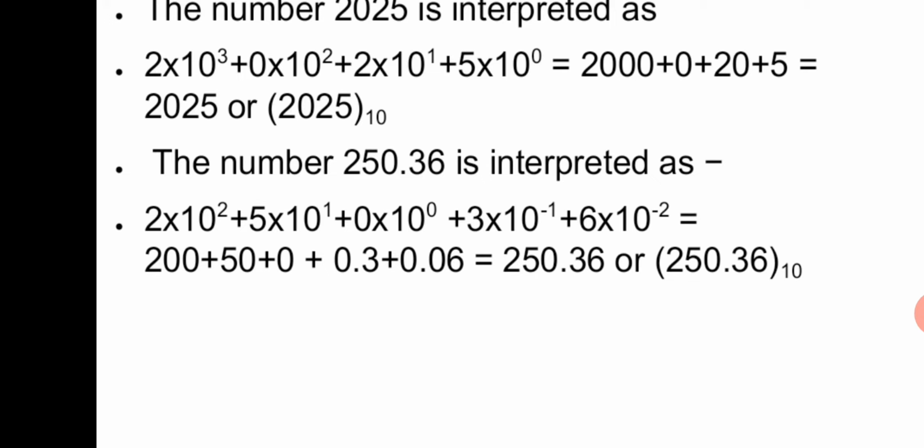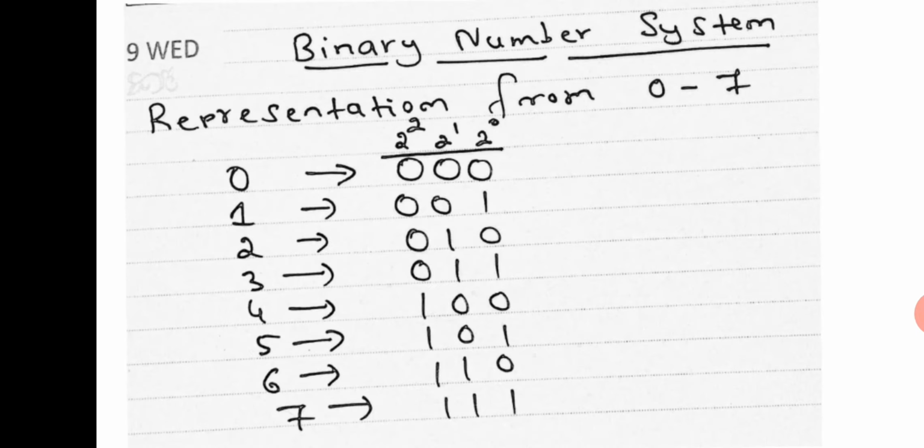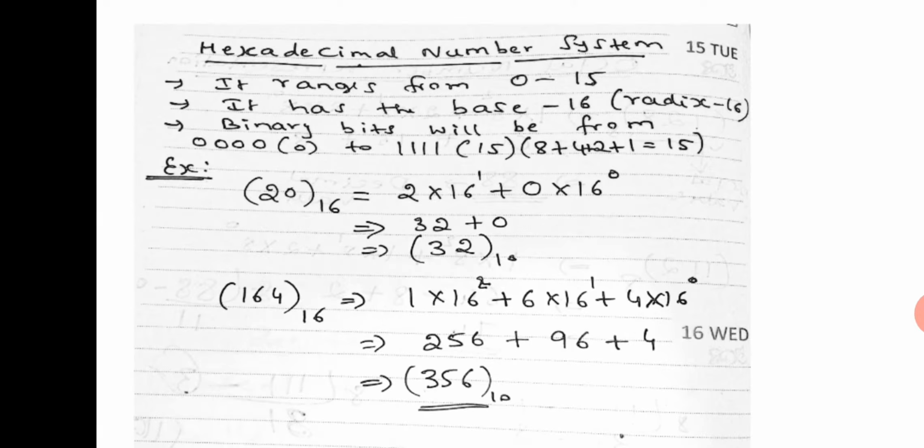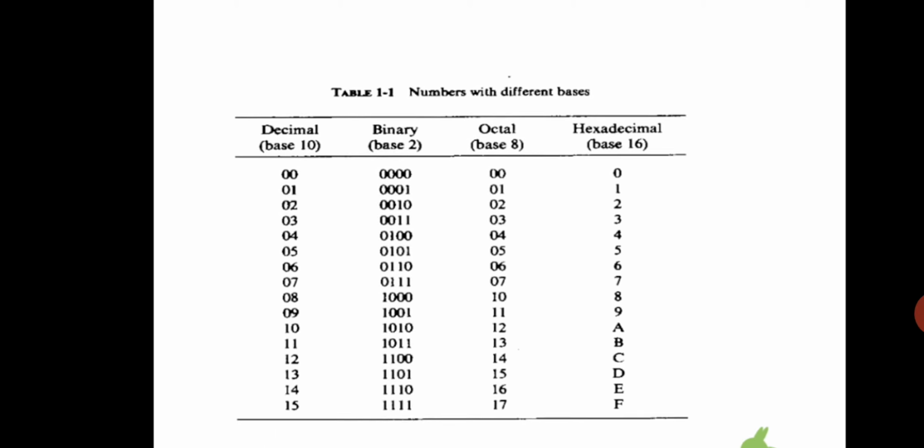If 250 is written from the right hand side by considering 10 to the power 0, 10 to the power 1, 10 to the power 2, after the dot you are considering from the left hand side. So in the same fashion you can try to solve for octal as well as hexadecimal. Understood? Now let me show you the last table.